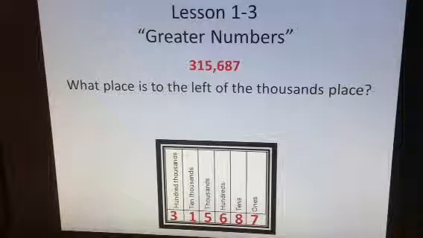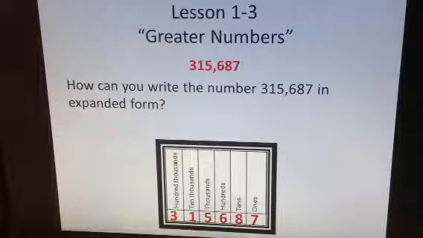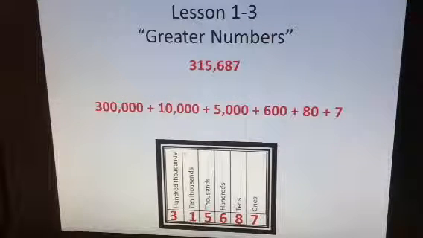What place is to the left of the thousands place? 10,000s is to the left of the thousands place. The number in the 10,000s place is 10 times the value of the number in the thousands place. How can you write the number 315,687 in expanded form? 300,000 plus 10,000 plus 5,000 plus 600 plus 80 plus 7 is how we write it in expanded form.